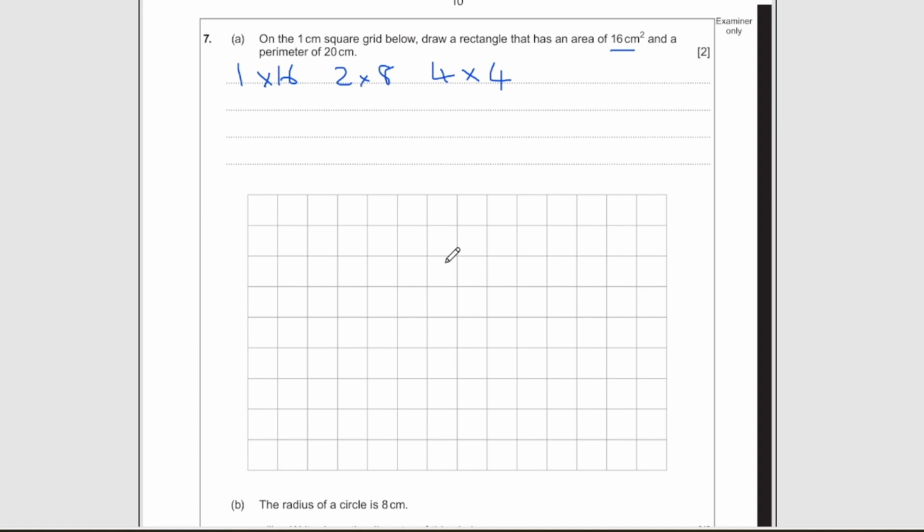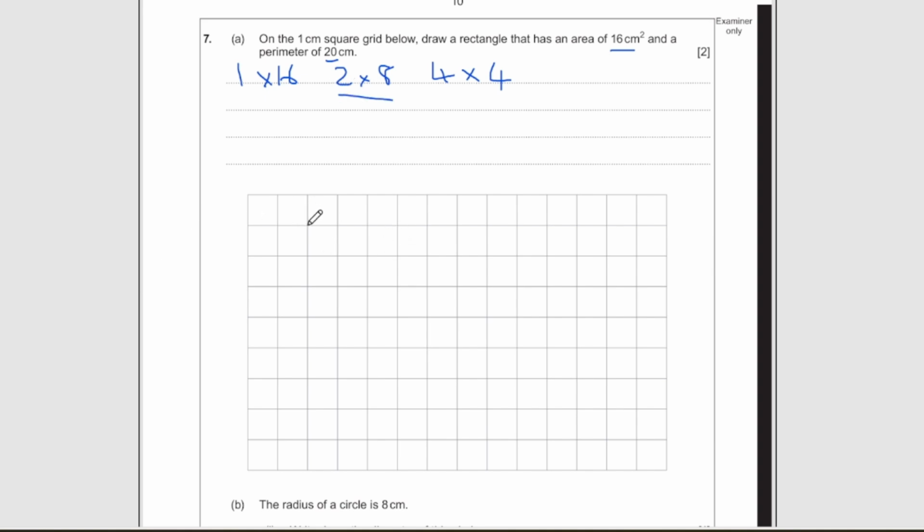If we think of a rectangle, opposite sides are equal. So we'd have two sides 16 centimetres and 2 sides 1 centimetre. 16 plus 16 plus 1 plus 1 doesn't equal 20 to get the perimeter, so we can't have it 1 by 16. 4 times 4, well, the perimeter would be the same, it'd be 16 centimetres, so we can't have 4 by 4 either. So we have to draw it 2 times 8.